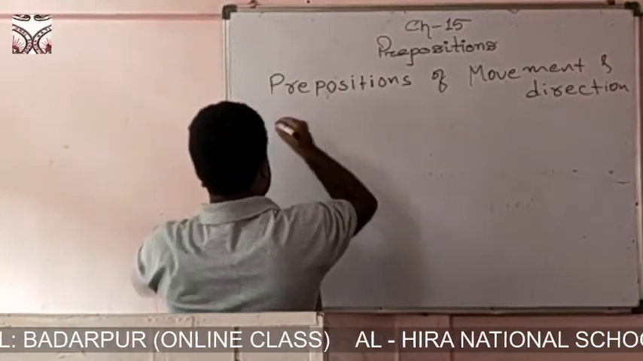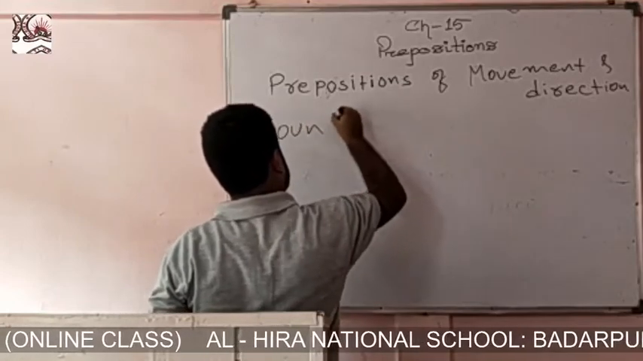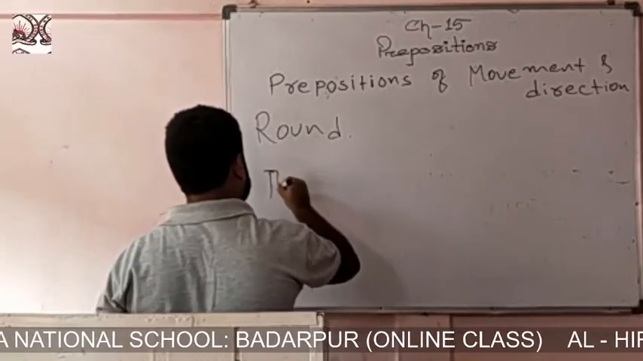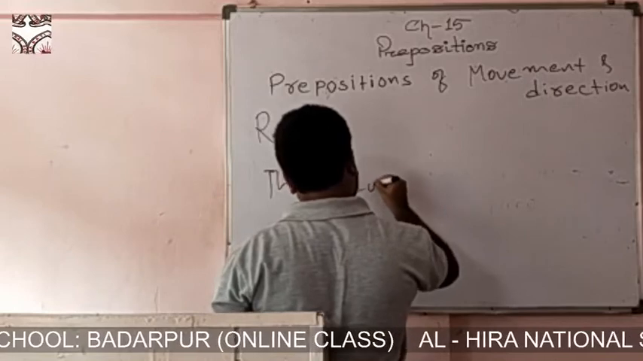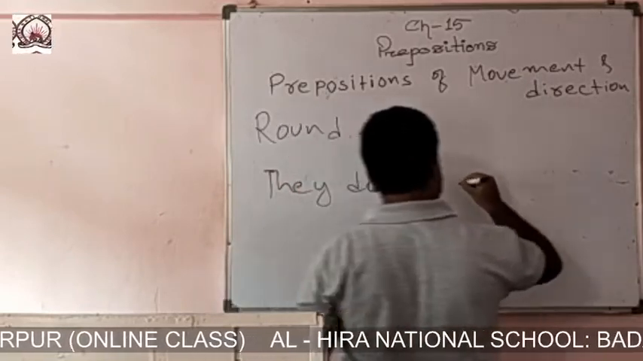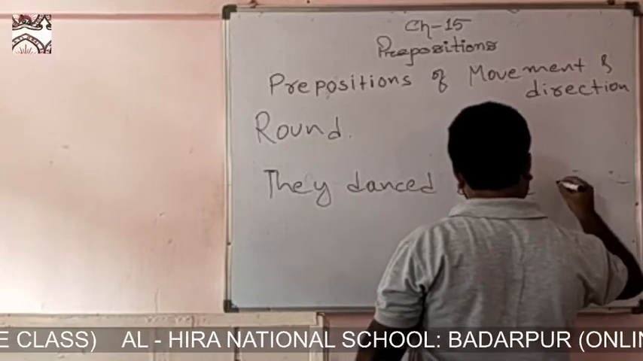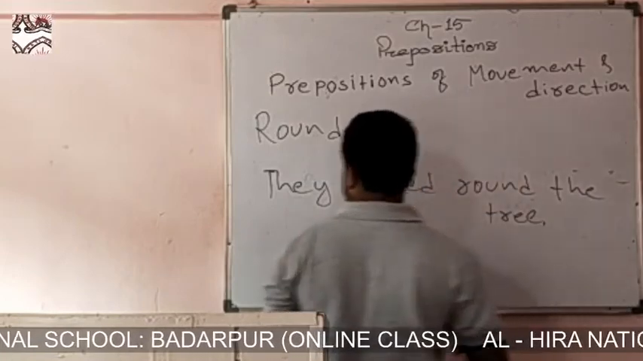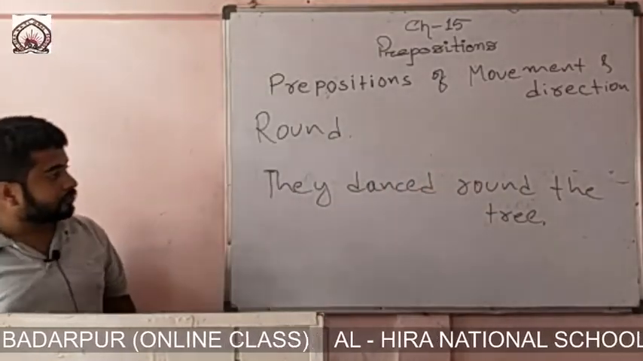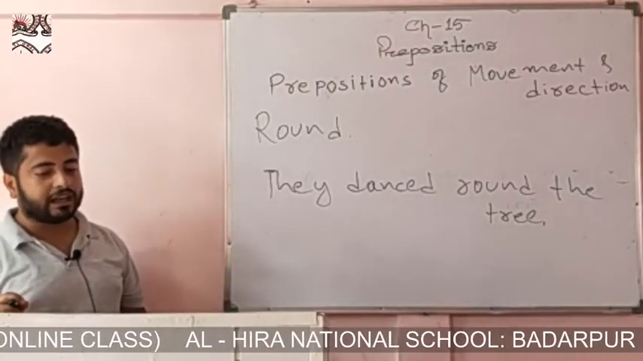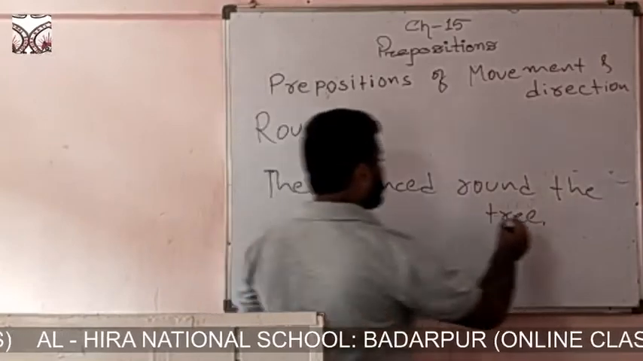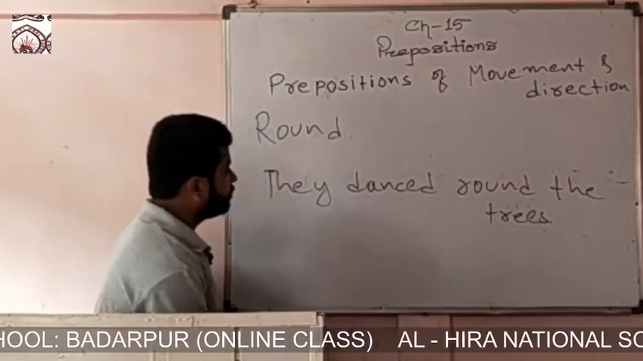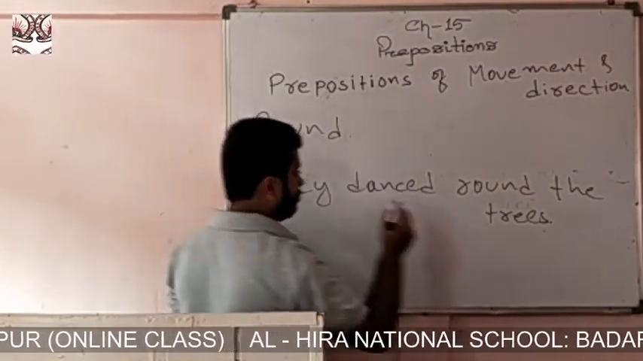Earlier I discussed round. Again I am discussing this round. For example, they danced around the tree. So I hope you have understood where to use the preposition by and where to use the preposition round.